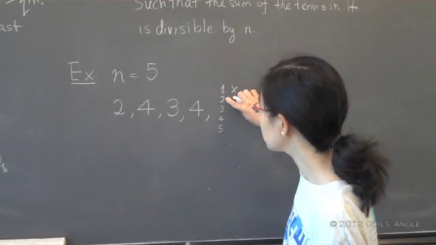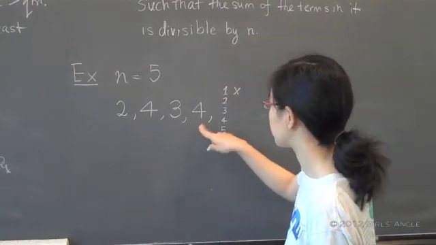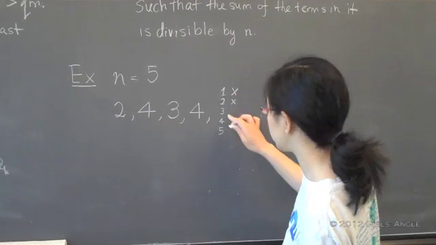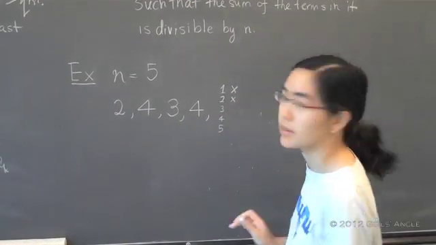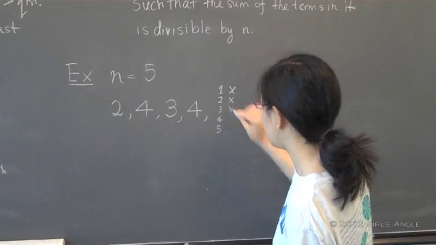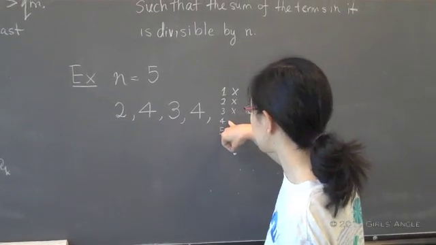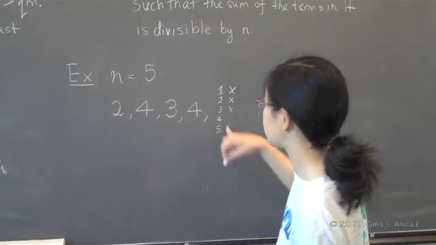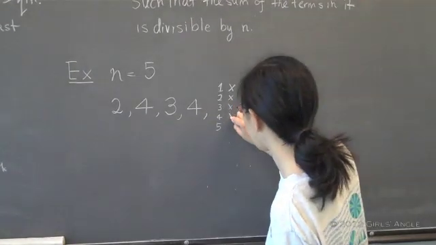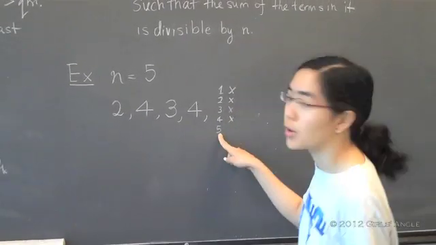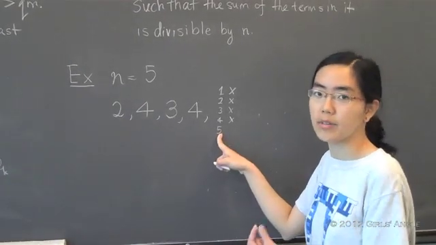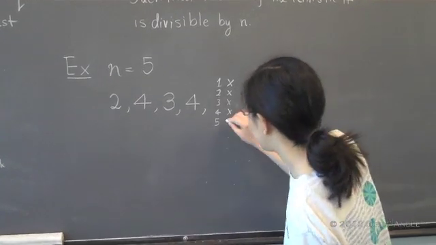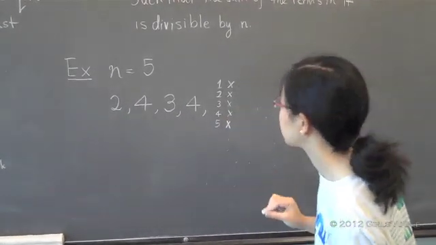If we put a 2, then 2 plus 4 plus 3 plus 4 plus 2 is 15, so that doesn't work. If we put a 3, 3 plus 4 plus 3 is 10, so that doesn't work. If we put a 4, well, 4 plus 3 plus 4 plus 4 is 15, so that doesn't work either. And 5 on its own wouldn't work because we could take our contiguous subsequence to be just the number 5, so that doesn't work either.